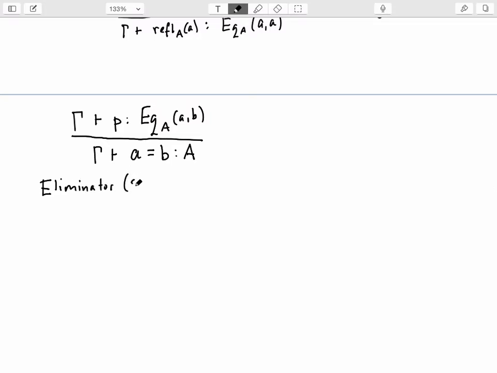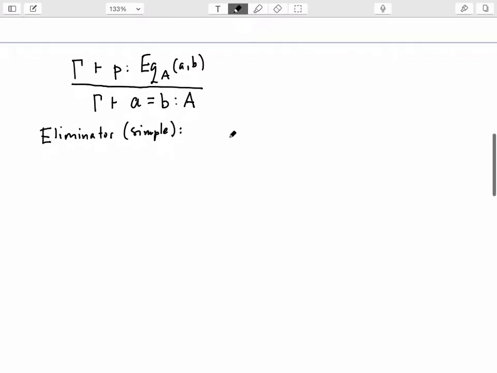Just the simple one, because the complicated one I can't possibly get right. Okay, so the simple one would be like this. Suppose you have a type family. A type family is just going to be, for me, a function from A to type. I can do this because I'm using the type-in-type hack. I'll just think of them like this.